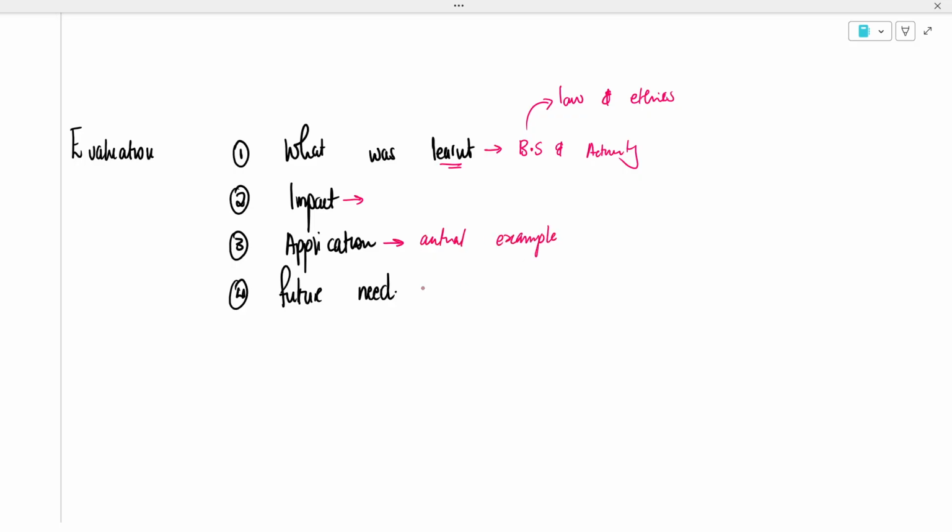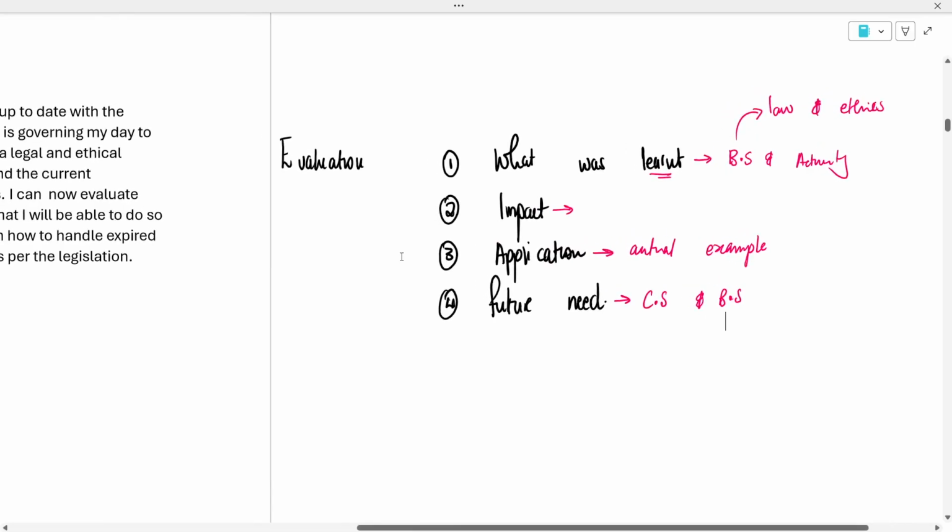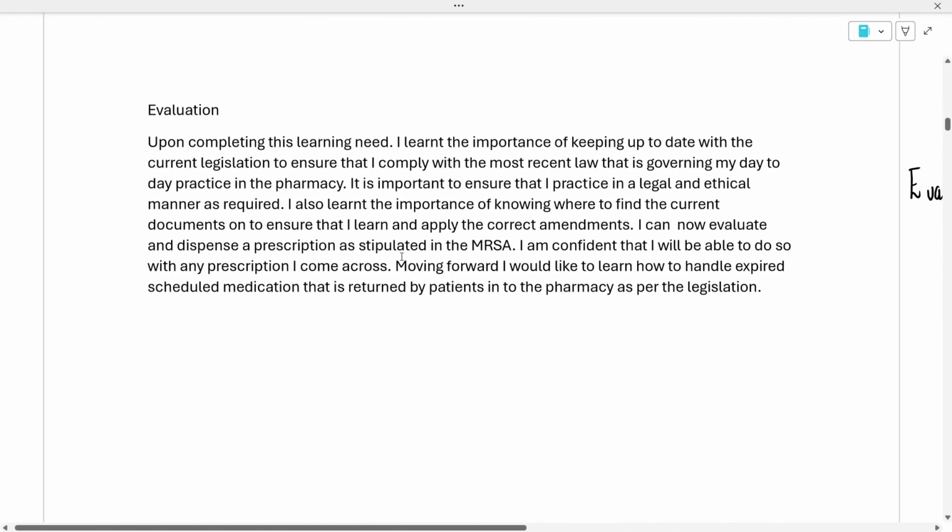This is very important. A future learning need is not related to dispensing here. You're going to talk about a future learning need in relation to the activity. So you check the competency standard and you check the behavioral statements, the requirements, not on dispensing. Let me repeat that. Not on dispensing, on the behavioral statements and the competency standard. Okay, so now let's read.